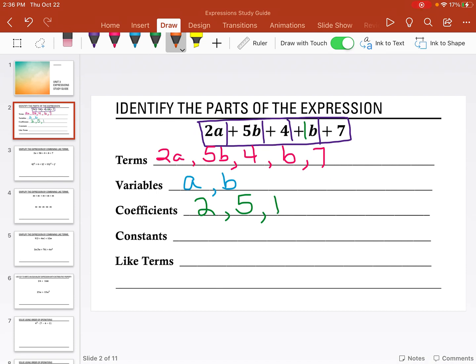Then you have your constants. Your constants, remember, are constantly alone. They're just the plain old numbers, no variables. So 4 and 7 are constants. And lastly is our like terms. So remember, these have the same last name, same variable raised to the same exponent. So I have 5b and b. Those two go together. Also, constants count as like terms. So 4 and 7 are also a set of like terms.